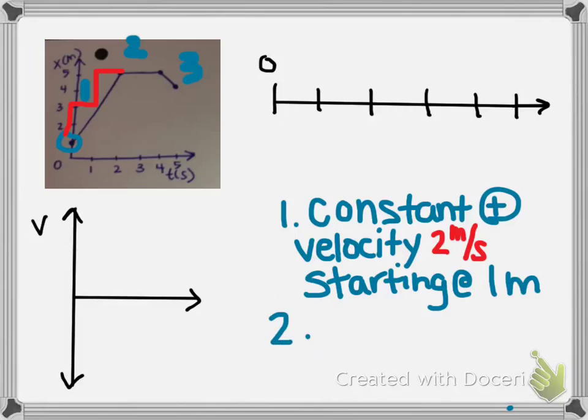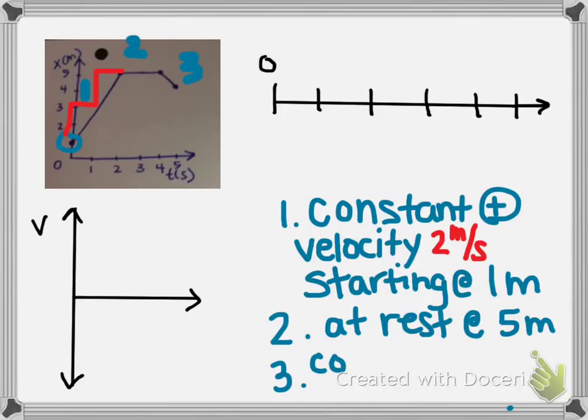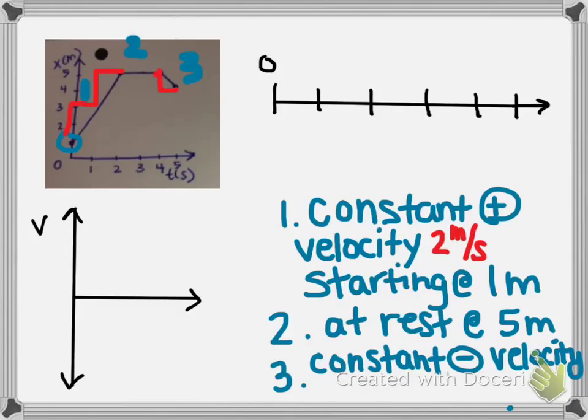For part 2, we can see that it is a horizontal line, so I know my object is at rest at 5 meters. Finally, I'm looking at section 3. I know it's a constant negative velocity because it's going down. I'm going to look and see it goes down 1 over 1, so I'm going to say my velocity is negative 1 meter per second. And that's what I'm going to write.